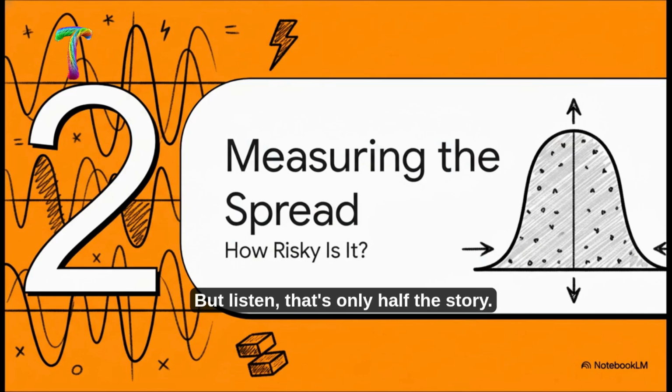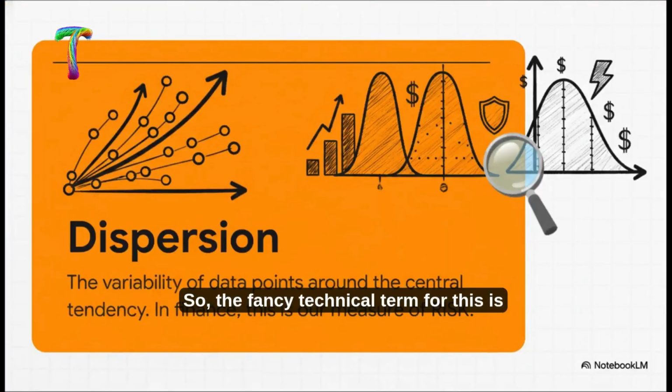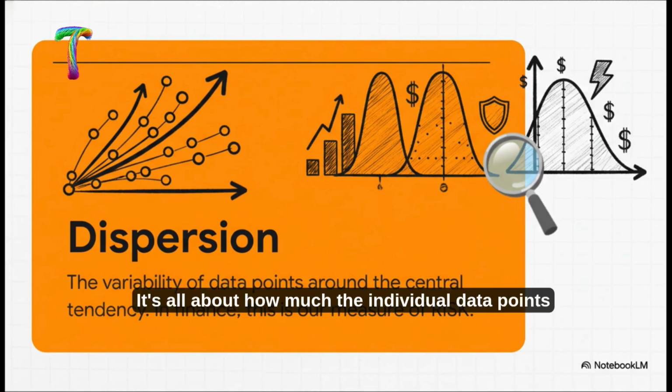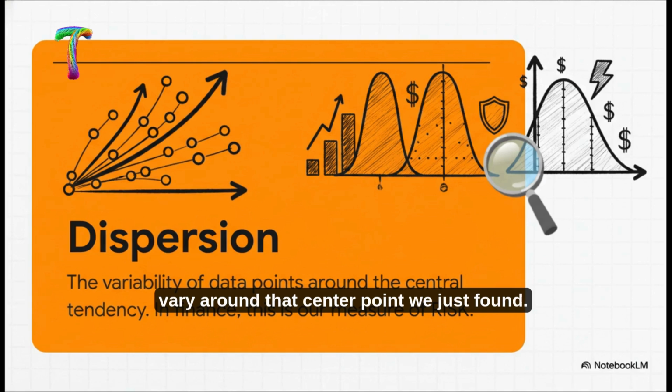Okay, cool. So now we know how to find a typical return. But listen, that's only half the story. The other half, which is just as important, is getting a handle on the risk. How spread out are the results? How volatile is this ride going to be? So the fancy technical term for this is dispersion. It's all about how much the individual data points vary around that center point we just found.